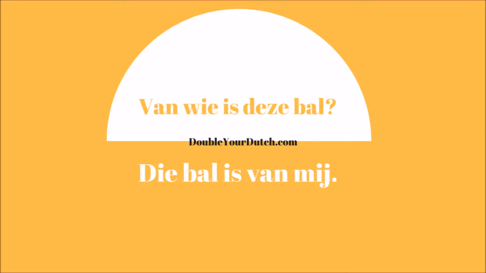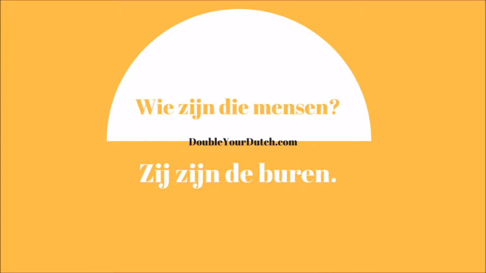You might ask, wie zijn die mensen? Who are those people? And you might reply, zij zijn de buren. They are the neighbors. Buren, right? En at the end indicates either plural or a full verb infinitive. So in this case, it's plural. Zij zijn de buren. They are the neighbors.